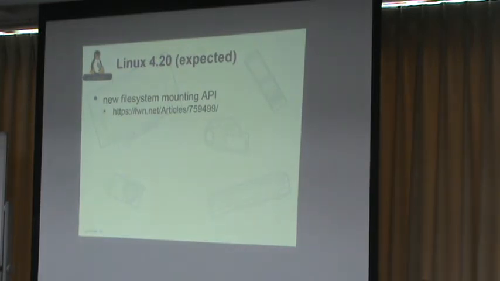Again, kernel developers keep changing things. Sometimes I wonder why they change them. So somebody decided they wanted a new API for mounting file systems. I'm not sure exactly what's behind this, but I haven't read this article yet to see whether it's lacking functionality in the current API, which is usually the excuse. Has anybody here read up on this? Okay. Nobody knows. Nobody can help me out on this one then.